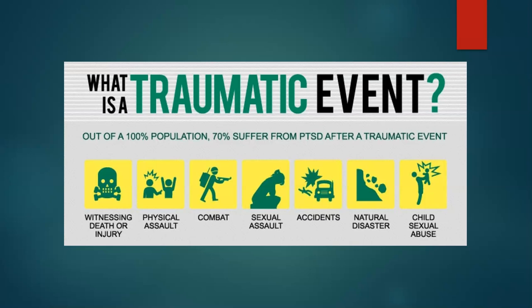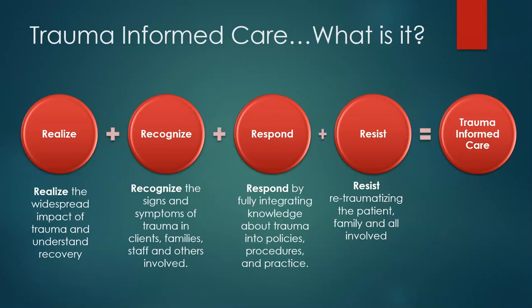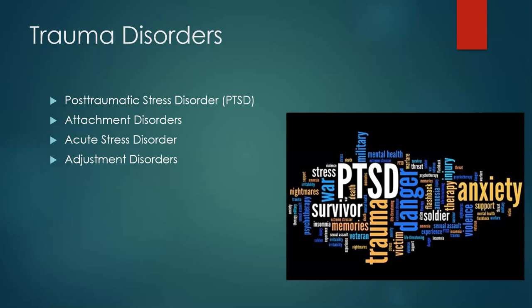Trauma is anything, right? Witnessing, hearing about something, combat, natural disasters, sexual abuse. And what we're going to look at when we look at trauma is what it means to that person. So as healthcare providers, we should provide trauma-informed care. And in providing trauma-informed care, we need to try not to re-traumatize the patient. We have to look at what they've been through, recognize the signs of trauma, and come at them in a fully holistic approach. So trauma disorders that we talked about: post-traumatic stress disorder, attachment disorders, acute stress, and adjustment disorders.